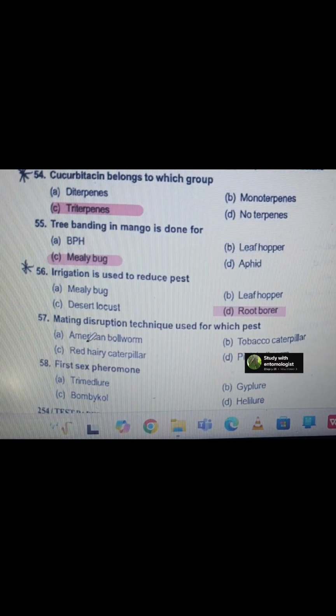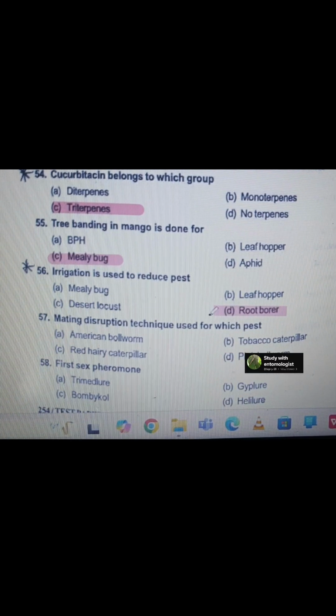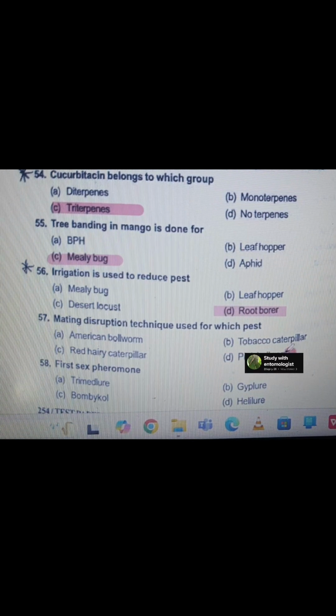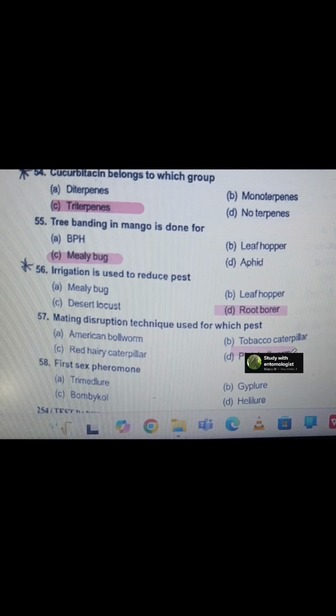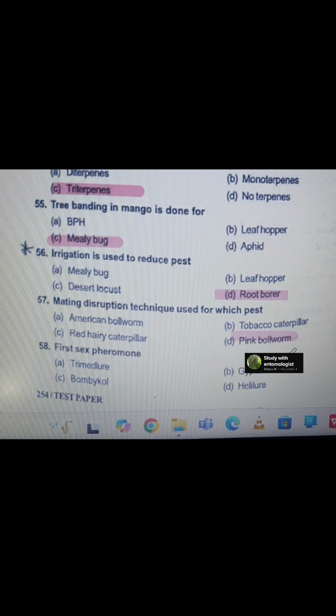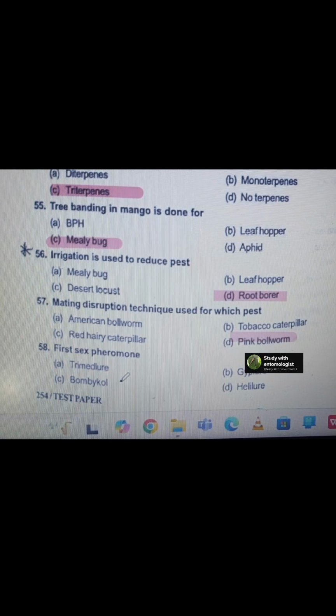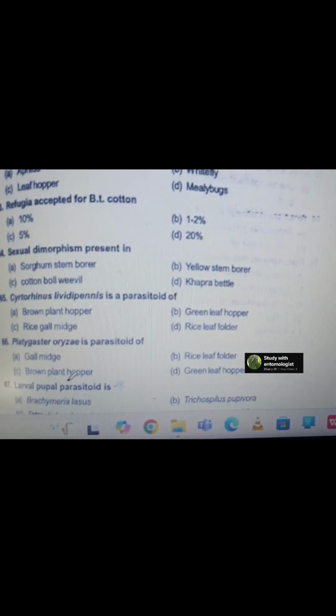Then, the mating disruption technique is used for which pest? Mostly it is used in the pink bollworm, and mating disruption is the only technique for which we have to get registration so that we can use it. Otherwise, monitoring and mass trapping have no need of registration. Then, the first sex pheromone is bombykol, from Bombyx mori.